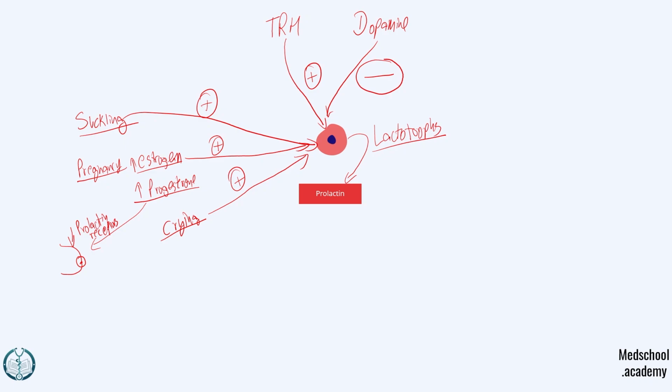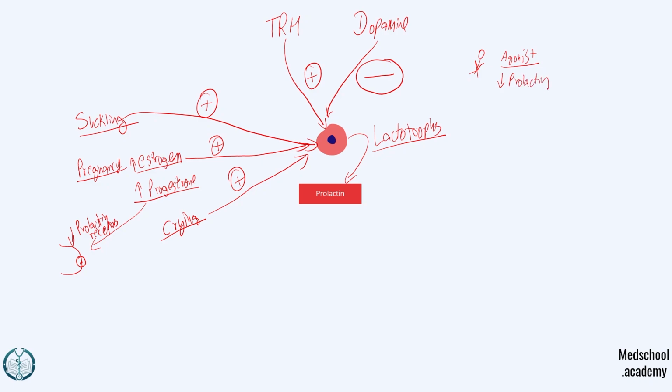Okay, so let's take two hypothetical situations. Let's say we have a patient here, and we give him dopamine agonist. What do you think will happen to the prolactin levels? So if we give him dopamine agonist, that will decrease the amount of prolactin.